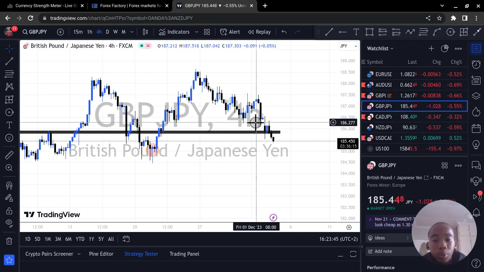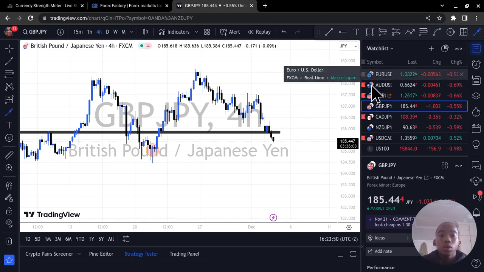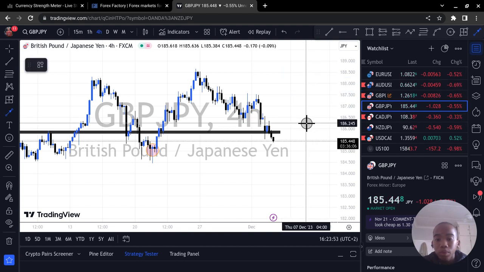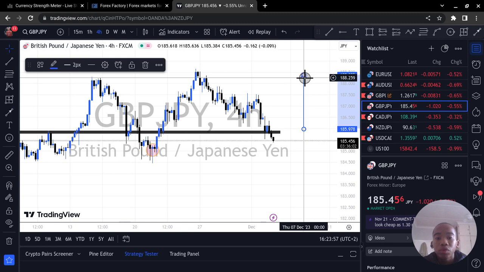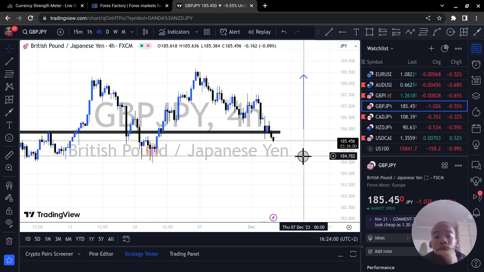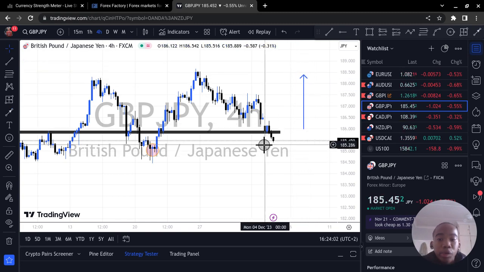So I'm not gonna put too much analysis right there. Let me just put an arrow so I know what I want above this level, right? So we're looking at buyers above that level, right?